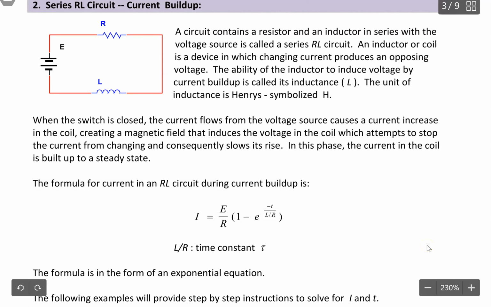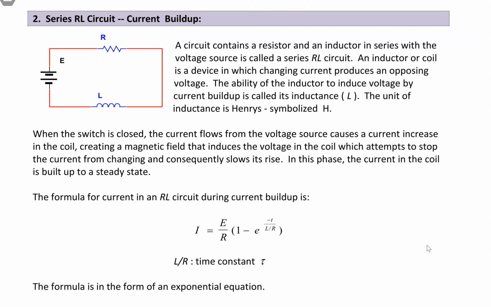Hello everyone. In this lesson, we will discuss series RL circuits. A circuit that contains a resistor and an inductor in series with a voltage source is called a series RL circuit. An inductor, or a coil, is a device in which changing current produces an opposing voltage. The ability of the inductor to induce voltage by the current buildup in this case is called the inductance. The unit for inductance is the Henry, symbolized as H.